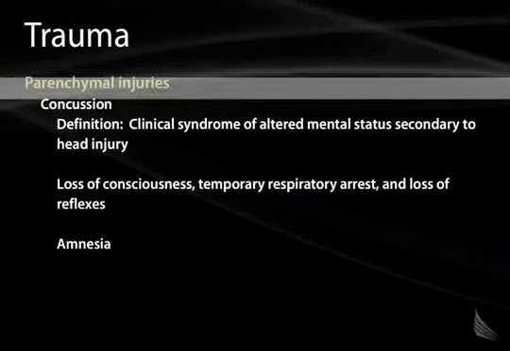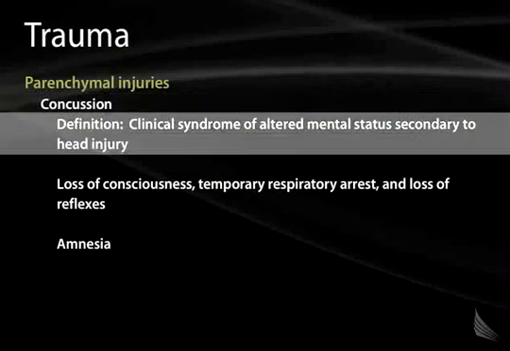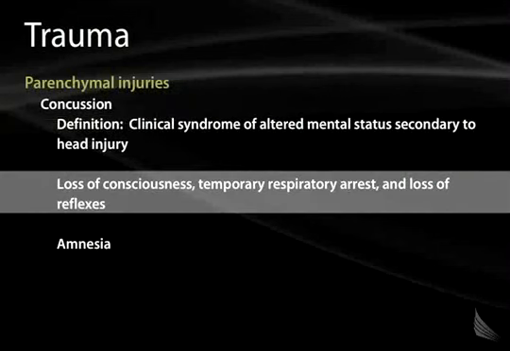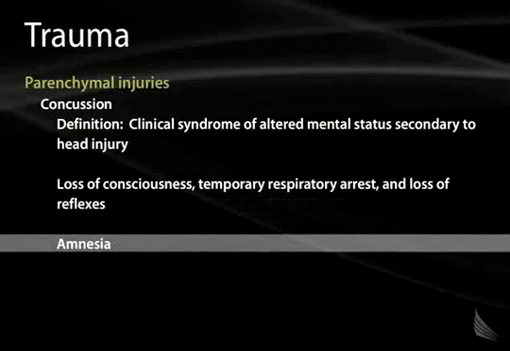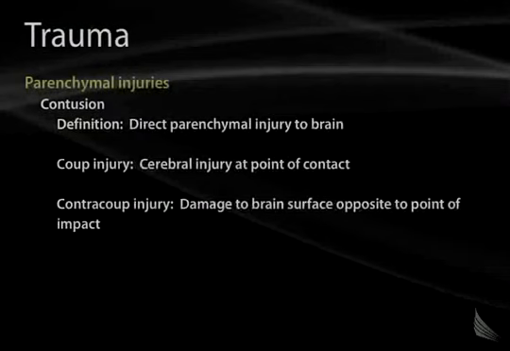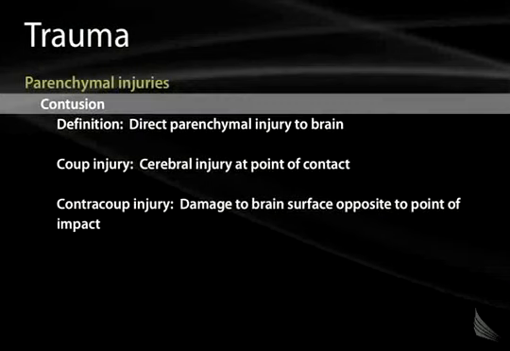Parenchymal injuries. A concussion is simply a clinical syndrome of altered mental status secondary to head injury. A loss of consciousness, temporary respiratory arrest, and loss of reflexes is usually seen. There is also amnesia of the episode. Another form of parenchymal injury is the contusion.